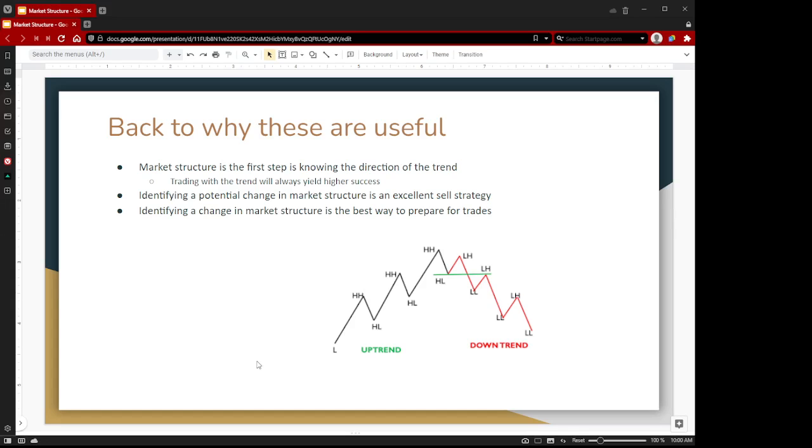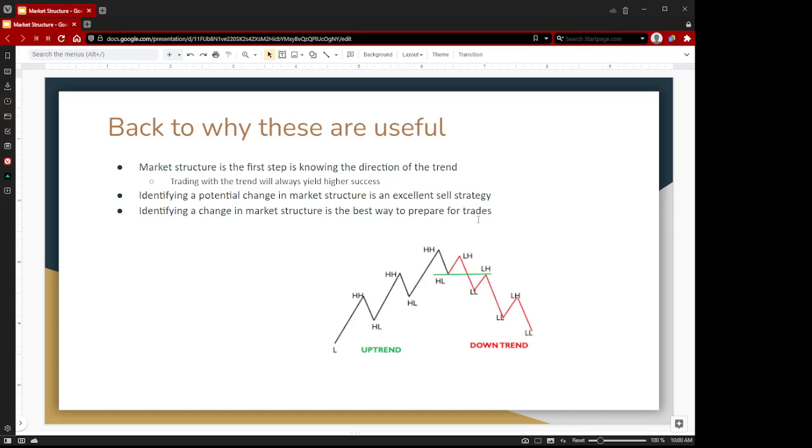And so going a little bit further into some of these other ideas, identifying a potential change in market structure is an excellent sell strategy. And I do want to really focus on change in market structure, because being able to identify a trend is equally as important as being able to identify a change in a trend. And so what this means is that we have an excellent sell strategy here.